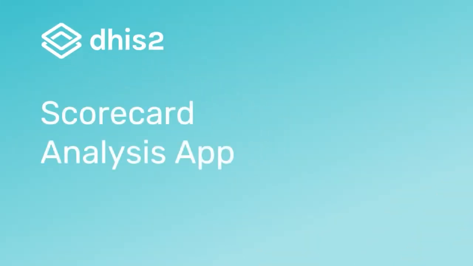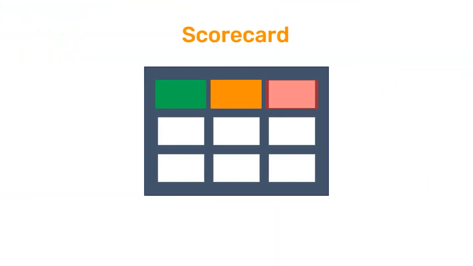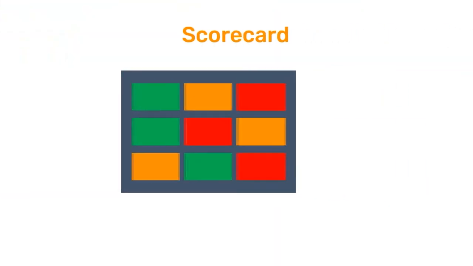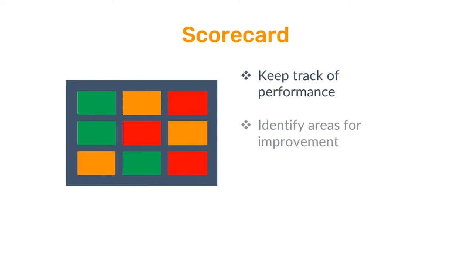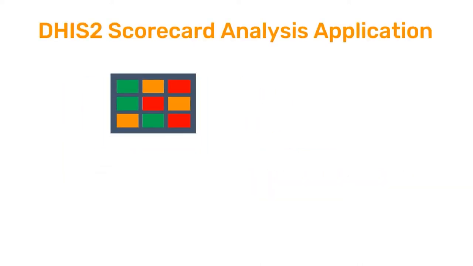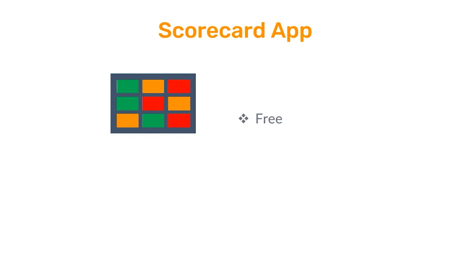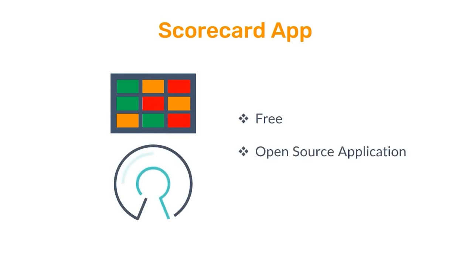How do you know if your performance is on track if you're not keeping score? A scorecard is a user-friendly tool that helps you keep track of performance, identify areas for improvement, and facilitate targeted action to follow up on. And the DHIS2 Scorecard Analysis Application, or Scorecard App, is a free and open source application that allows you to create a performance scorecard within DHIS2.